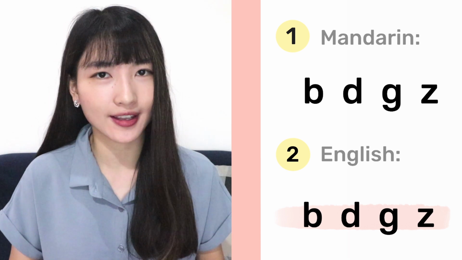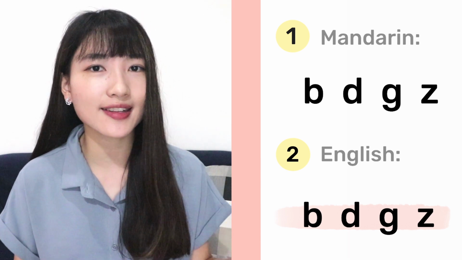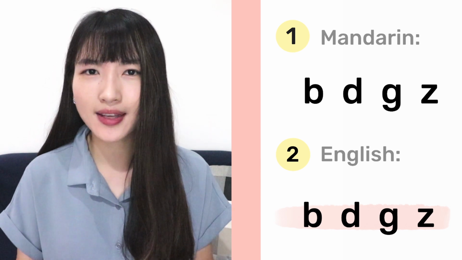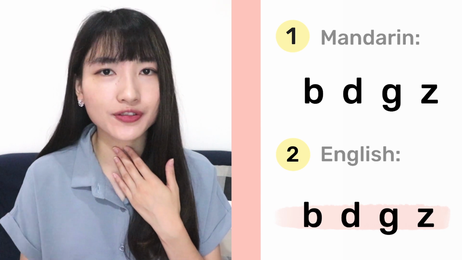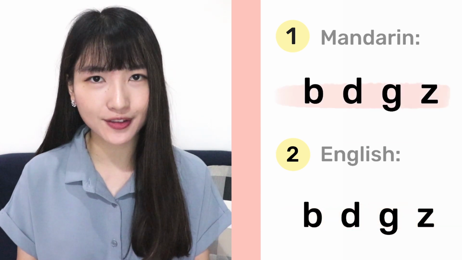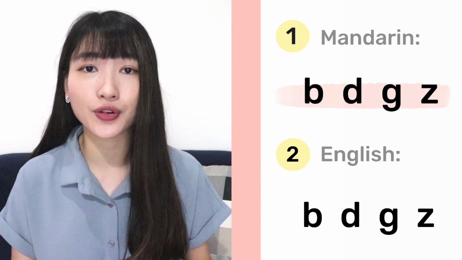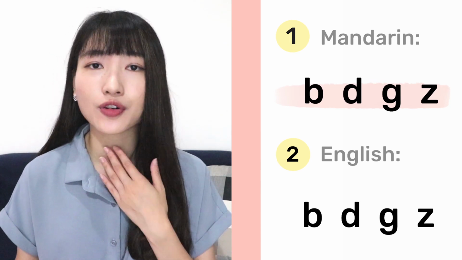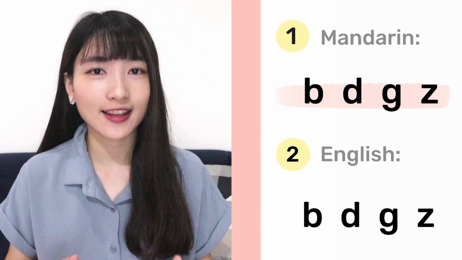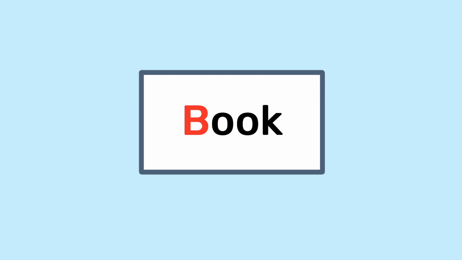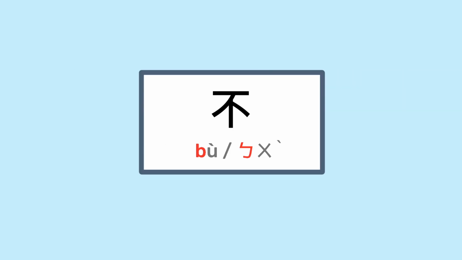The difference between them is that in English, these are voiced sounds, which means when pronouncing them, your vocal cords vibrate. You add your voice to it. However, in Mandarin, these four sounds are unvoiced, so when pronouncing them, our vocal cords don't vibrate. Let's listen to how this one is pronounced differently in English and Mandarin. Book, book. 不, 不. Did you hear the difference?